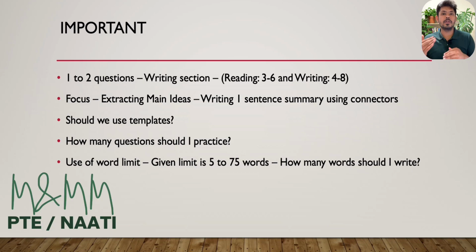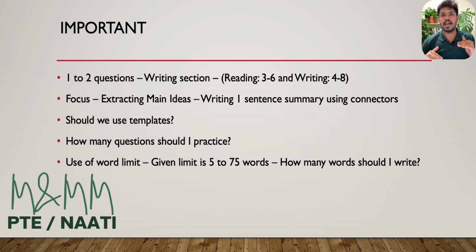But how many words should we actually write so that we can expect a good score? Understand one thing, look at the word limit range. 5 to 75, that's a vast range. It's not like 70 to 75 or 60 to 75 or something like that. Literally 5 to 75. So it's like from first floor of the building to 10th floor of the building.